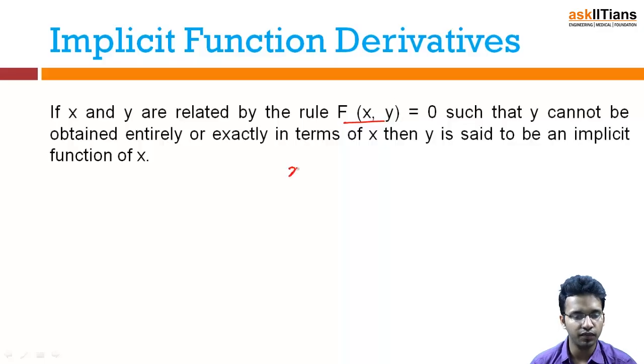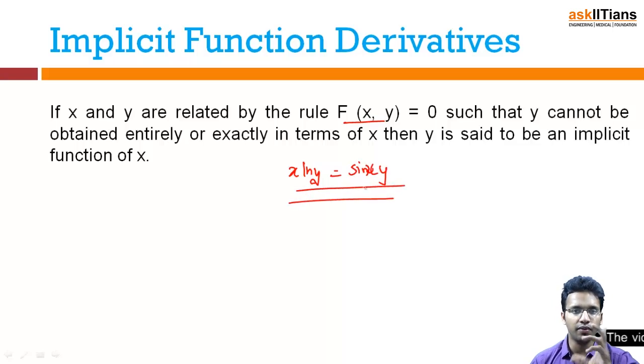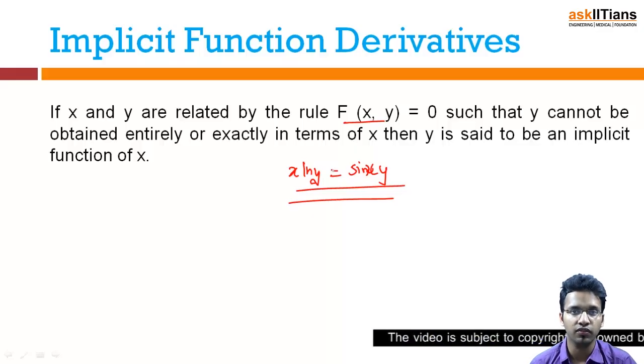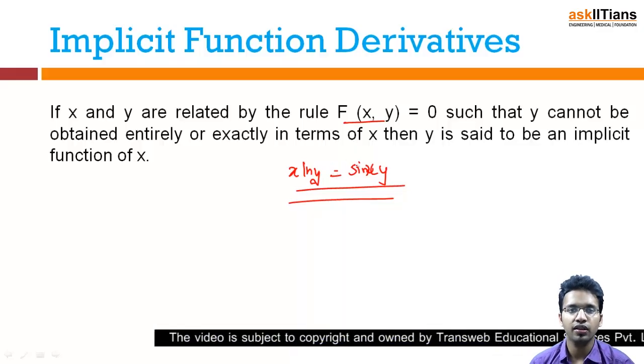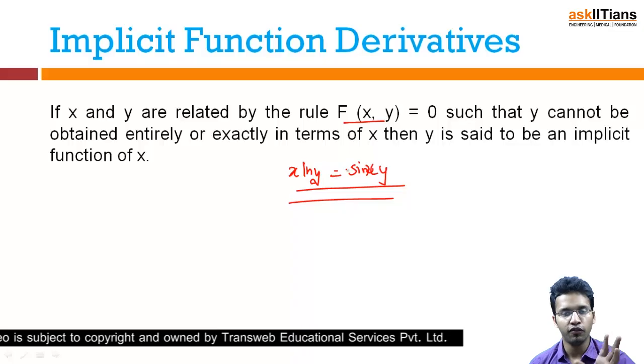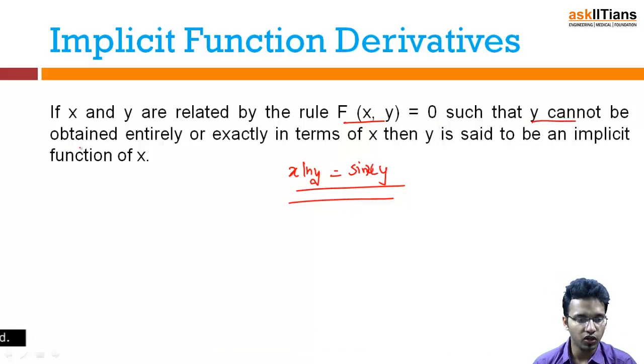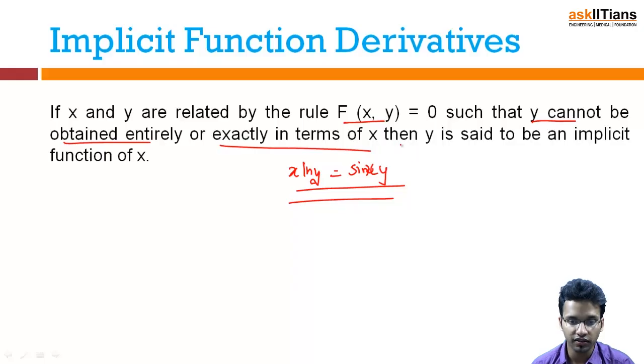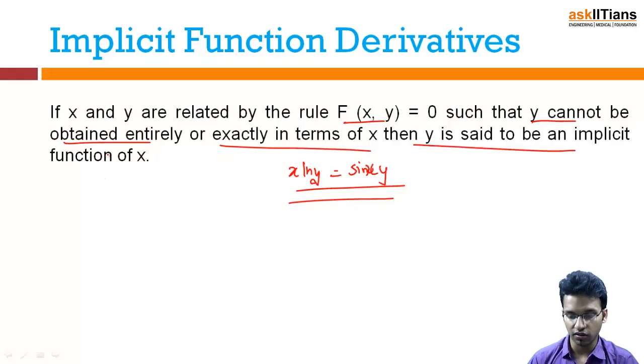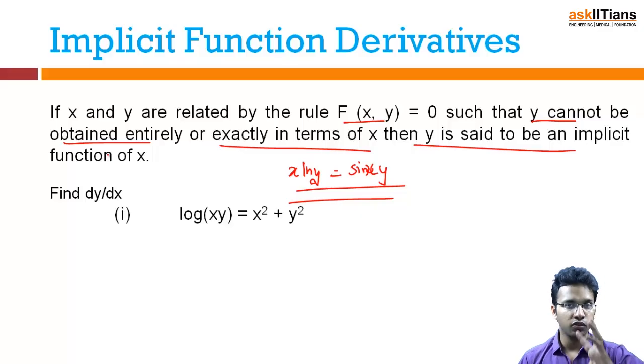For example, if I write x ln y is equal to sin y, or sin xy, in no manner can you separate x and y exclusively. You cannot write x as f of y, or y as f of x. y cannot be obtained entirely or exactly in terms of x. Then y is an implicit function of x. So we'll do an example and then I'll give you a shortcut trick for this.